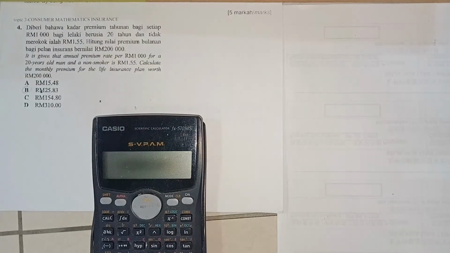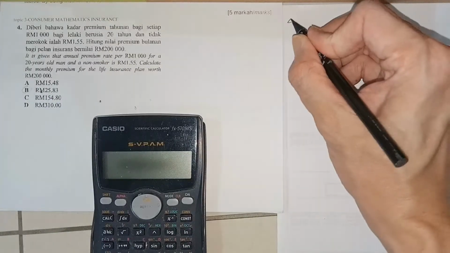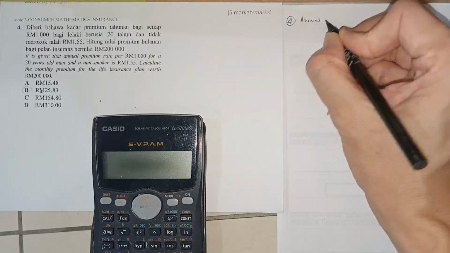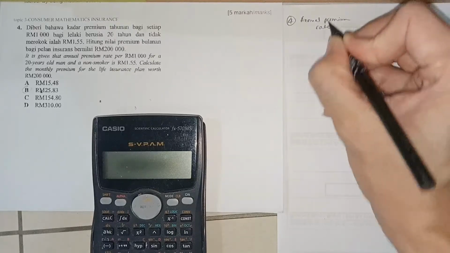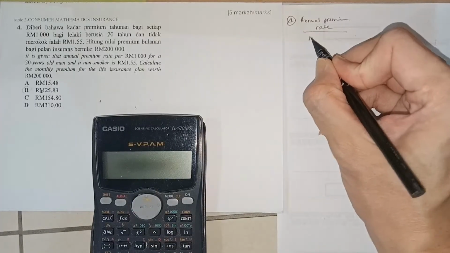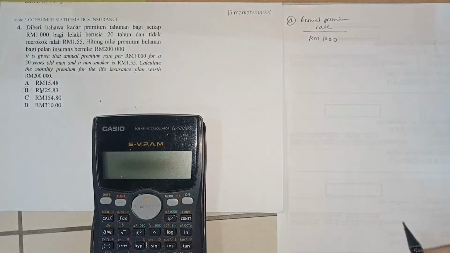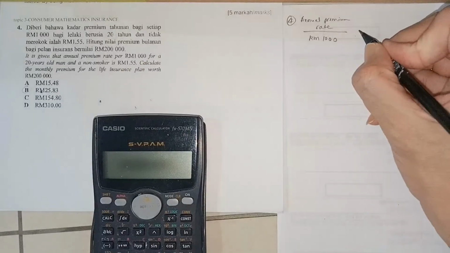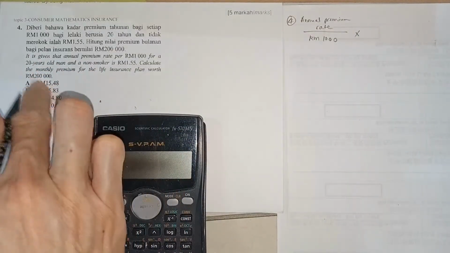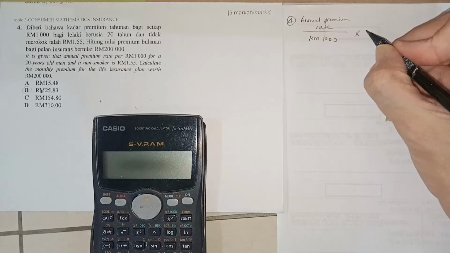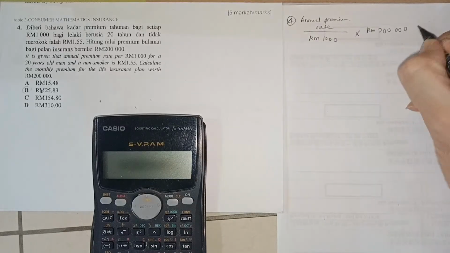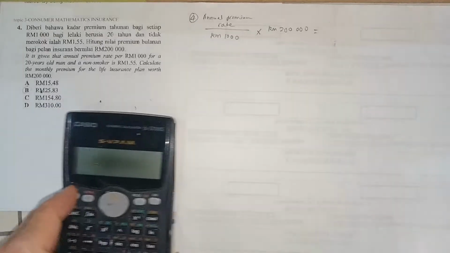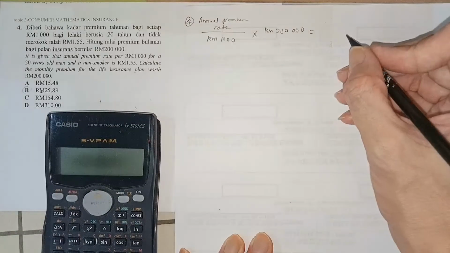So if you look at the question, it says annual premium rate, per 1,000. The rate given is 1.55 ringgit Malaysia, so you times that rate for the 200,000. This one, if you cannot remember the formula, the best is you just look at the situation and read the question carefully, then it will be easier for you to do the question.